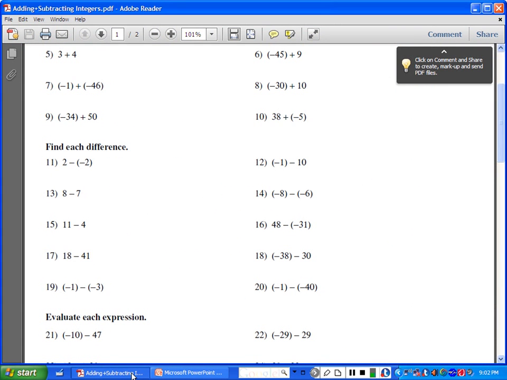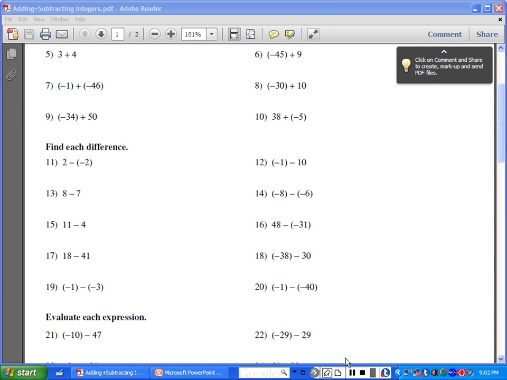For number 11, we have 2 minus a negative 2. So we're going to change this minus sign to a plus sign and change the negative 2 to its opposite. The opposite sign will be positive. So really we have a 2 plus a positive 2, which is 4, because we have the same sign, so we sum. Number 12, we have negative 1 minus 10.